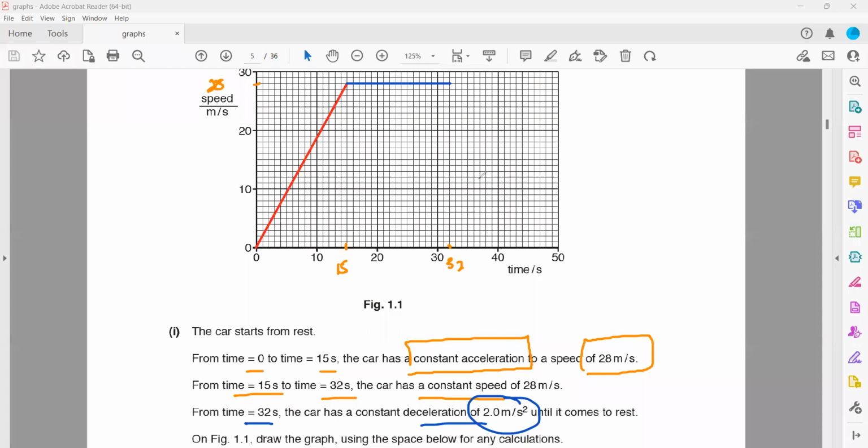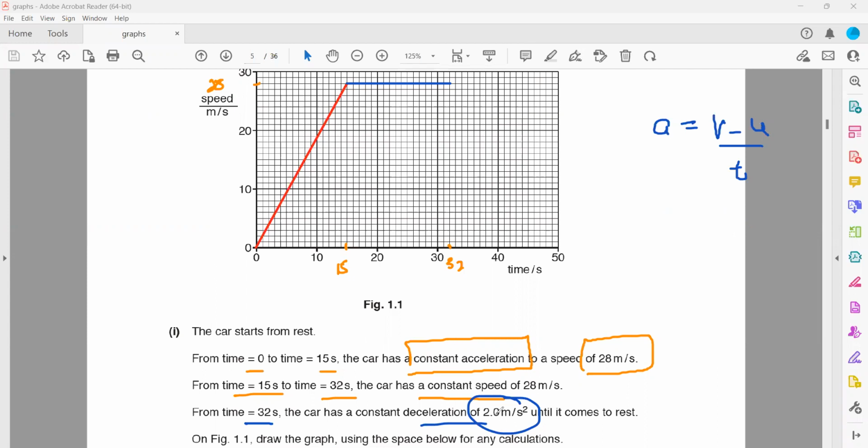But we don't know how much time it will take to stop. So how do we solve this? First, we'll try to calculate the time it will take to stop. So we'll use the formula for acceleration. The acceleration is the change in velocity divided by time, or time is equal to the change in velocity divided by acceleration. You can substitute the values first and then solve.